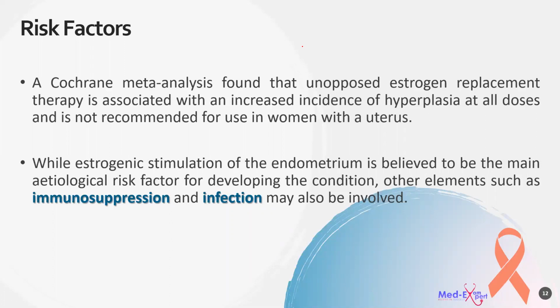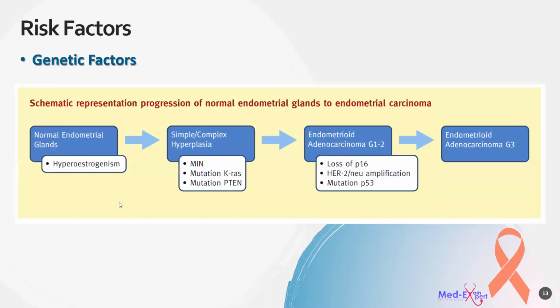Other factors besides estrogenic stimulation could be immunosuppression and infection. These are some other risk factors: immunosuppression and infection. Local infection, endometritis, may also be a cause of endometrial hyperplasia. Also, there is some genetic predisposition, with mutations in certain genes like the MIN or the KRAS gene or the PTEN gene. These are just some examples of genes which, when mutated, could lead to developing endometrial hyperplasia.